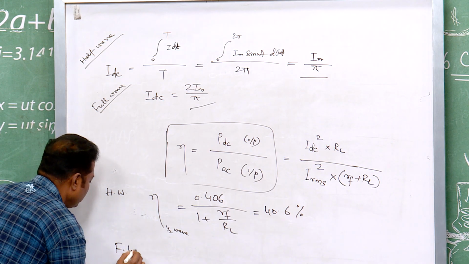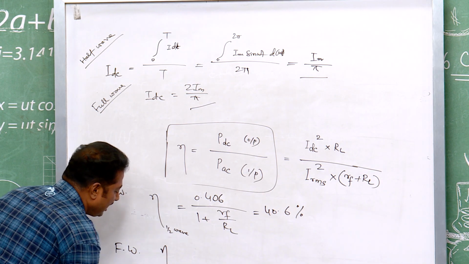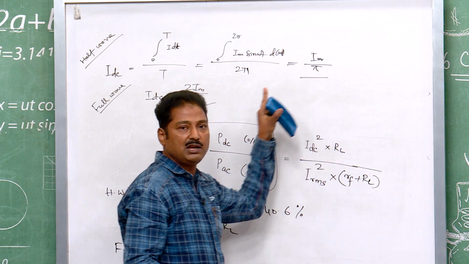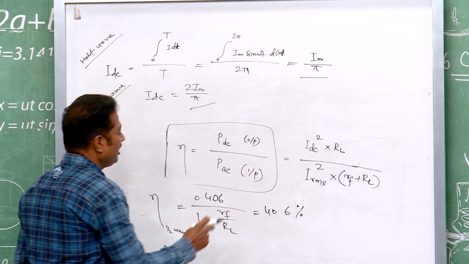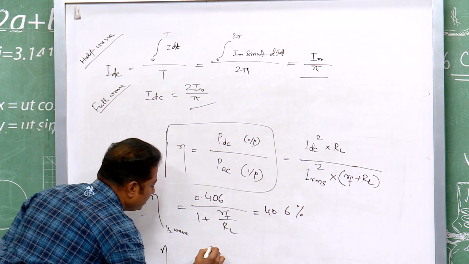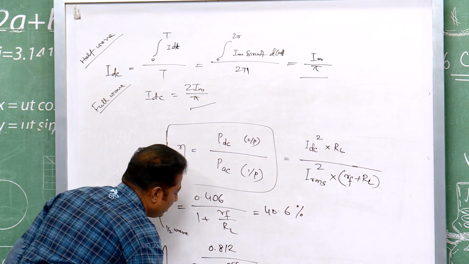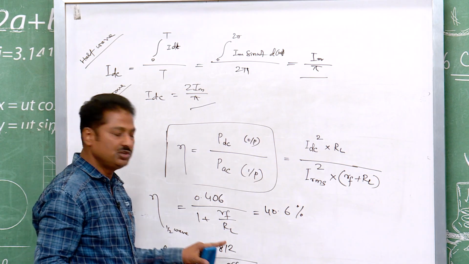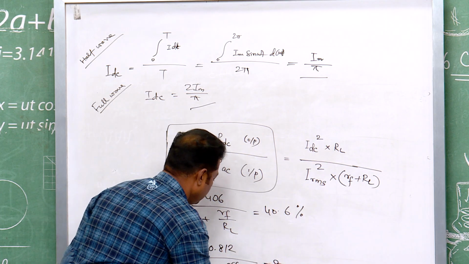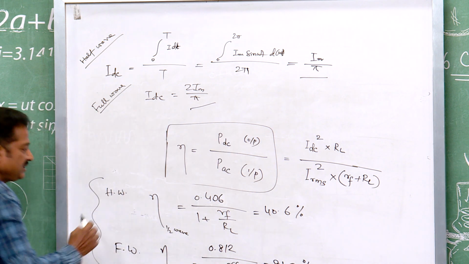Similarly, you put your full wave values in this formula. In the above formula, you put these full wave values, that is Im by 2, Im by pi, Im by root 2 in IDC and IRMS, it will give you 0.812 by 1 plus Rf by RL. For ideal case, the Rf is 0 and your efficiency will be 81.2%.